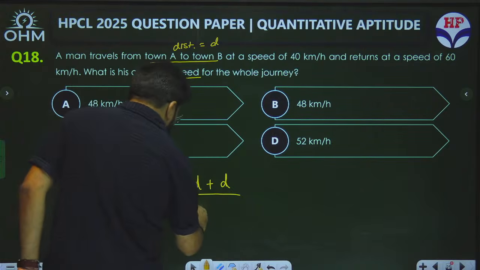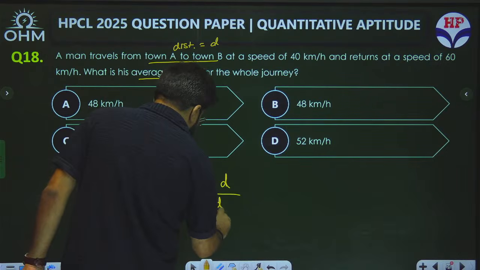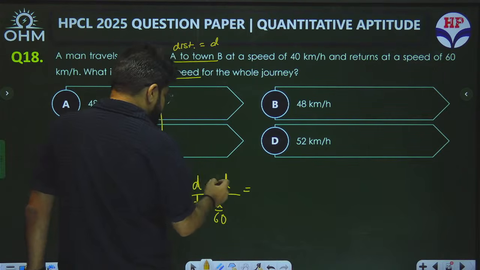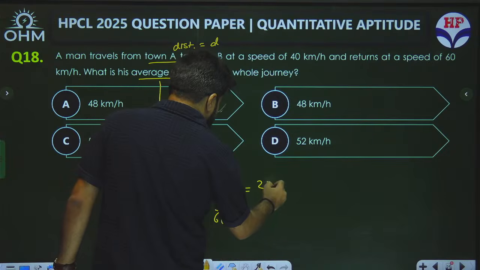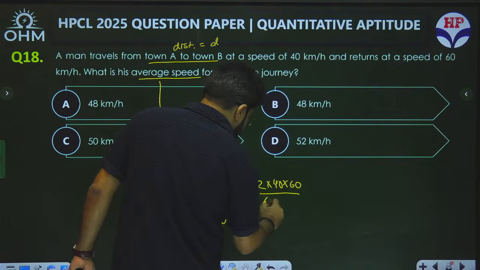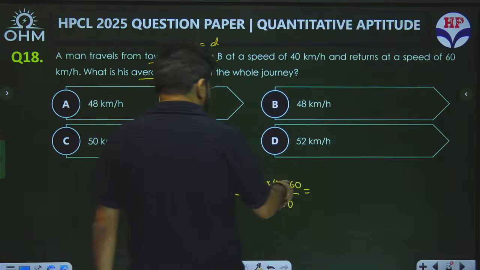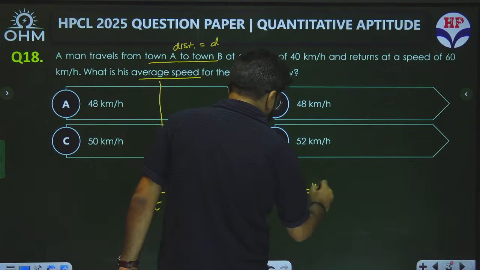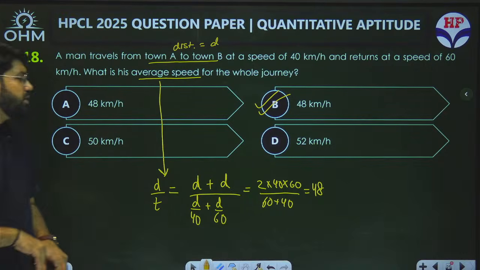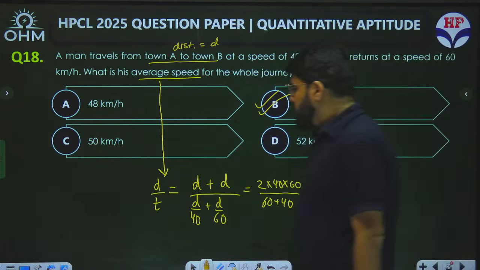In the first case, you have D by 40, since time is distance by speed. In the second case, you have D by 60. That is why D is not required, it will cancel. The numerator will be 2, I'll send 40 and 60 above, 40 into 60, divided by the denominator, which will become 60 plus 40. So the denominator is 100. 24, 0 cancel, into 2, 48. The net answer is 48, option B. Total distance upon total time.